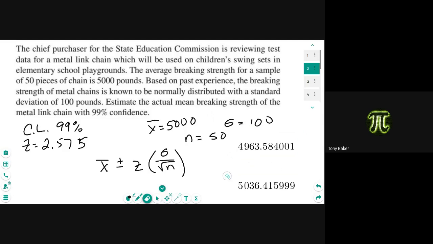So normally, if they don't, it's typically one more than whatever they give you in the problem. So in this problem, since they don't have any decimal points, you'd want to go one decimal place. So it'd be 4963.6 and 5036.4. But normally they will tell you how many decimal places they want. All right.